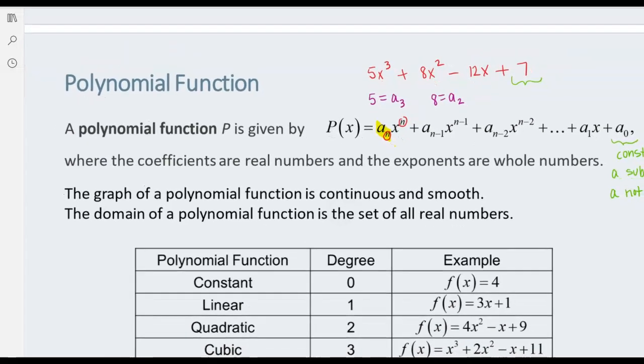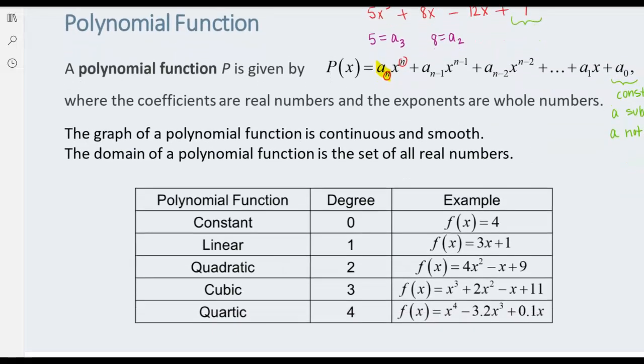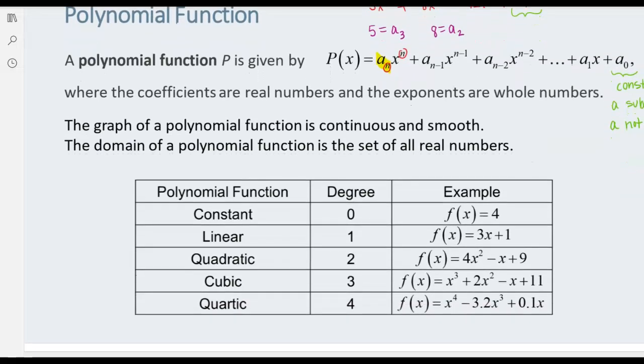All right, one of the key components of the definition is that all of the coefficients are going to be real numbers, so they can be decimals or fractions, and then the exponents are always going to be whole numbers. All of the graphs of polynomials will be smooth functions that don't have any discontinuities. There won't be any holes, there won't be any corners like on an absolute value graph, and the domain of these functions will be all real numbers.